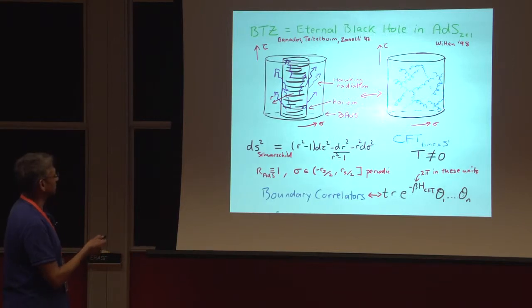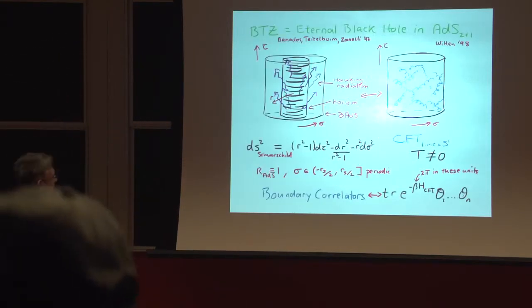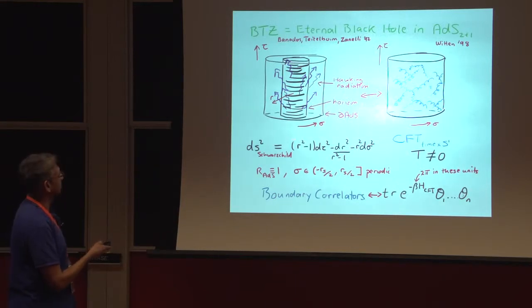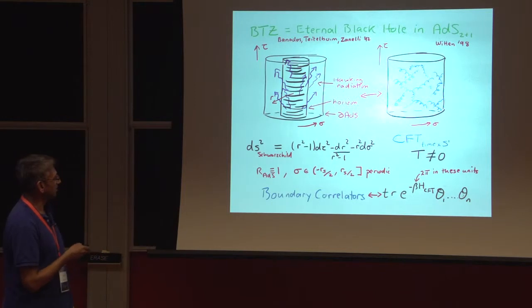And so here's a picture of the black hole sitting as an object inside of AdS-3 in space-time. And here's the now standard dual with a hot CFT living on the boundary of that space-time, one dimension down, namely 2. Here's the Schwarzschild geometry of the black hole.